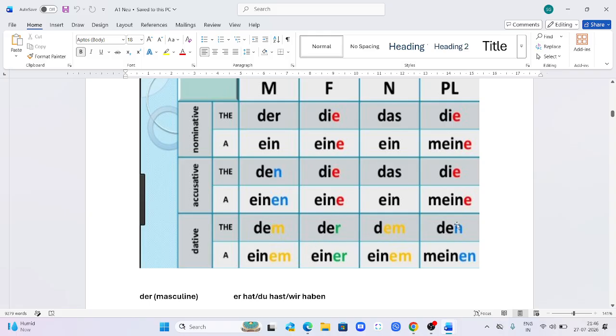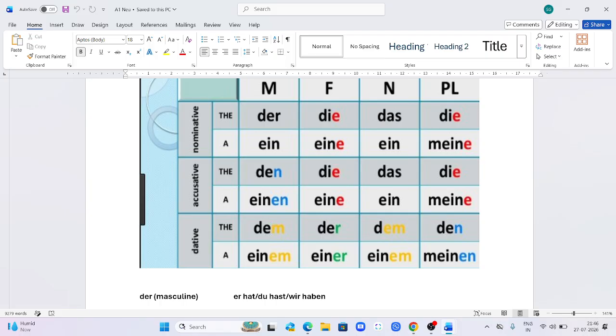If it is plural, you will use den plus n. That means the noun also will get an n ending and the article will become den. Den plus n. You have to remember, okay? Only for dative plural, you have den article plus the noun and then the n.